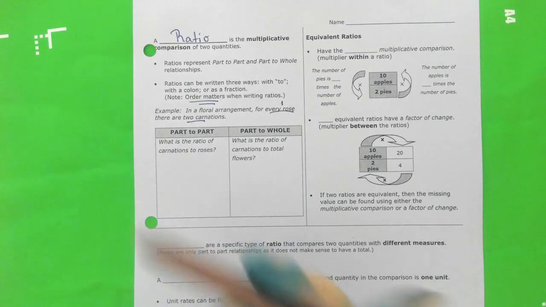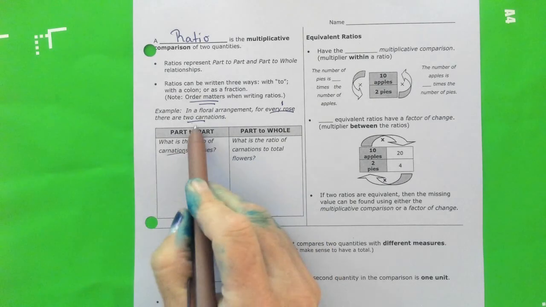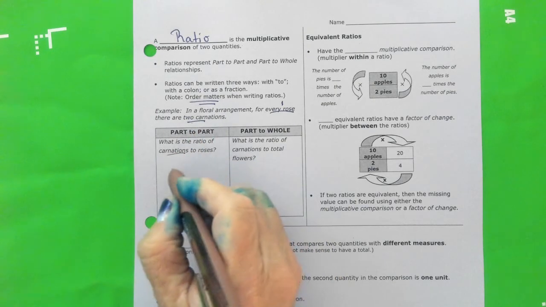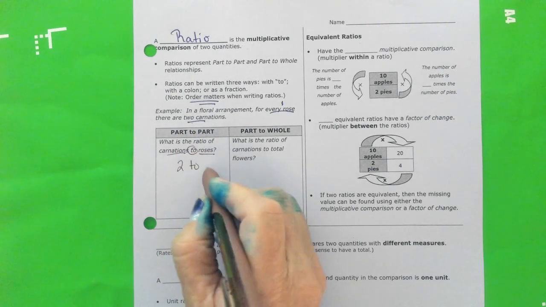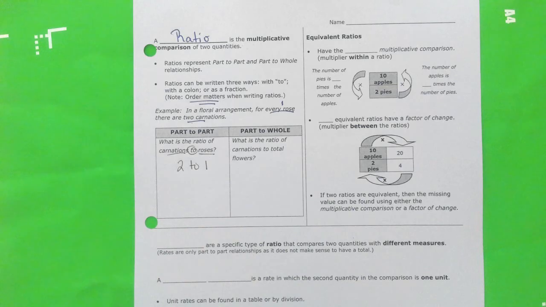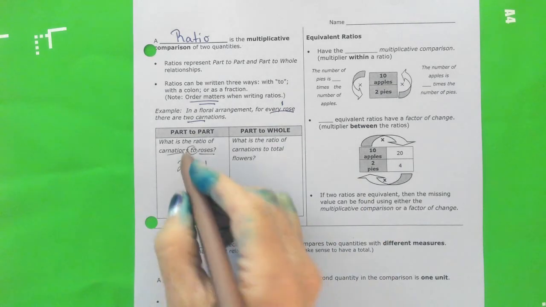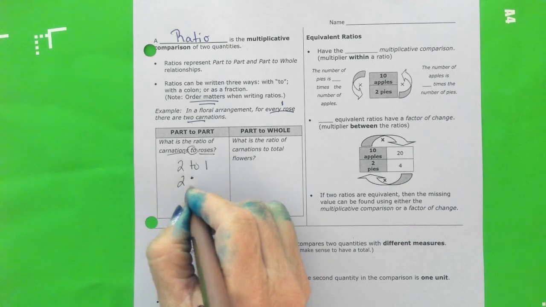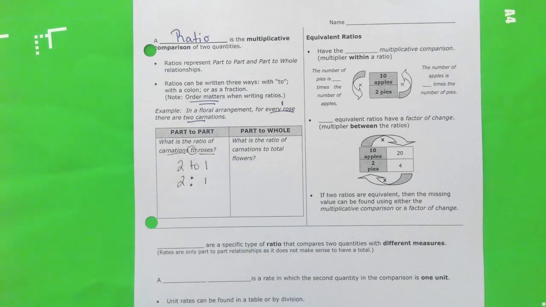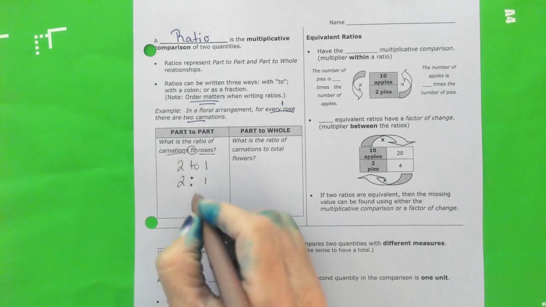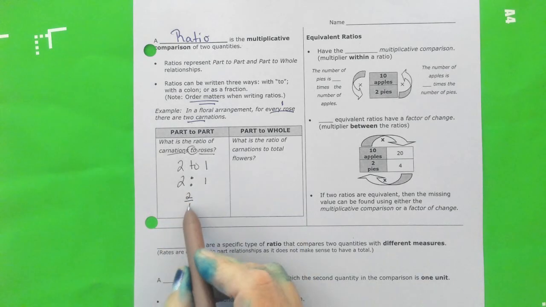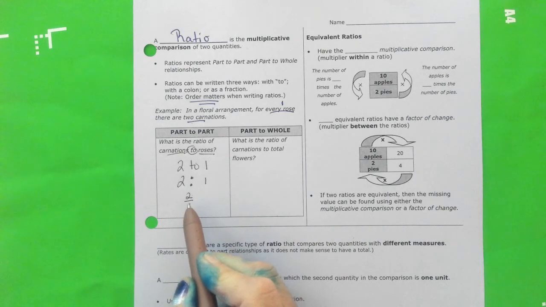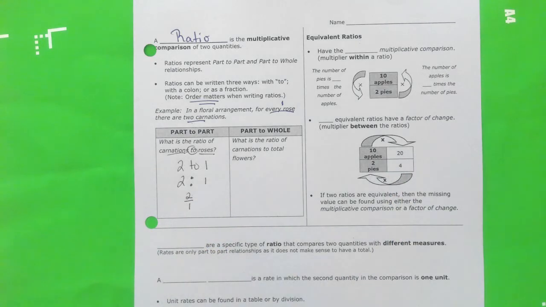Since we're starting with carnations, I have to start with the number of carnations. That was a 2 to the number of roses, 1. 2 to 1 ratio. The other form, besides the word to, was with the colon. I call it a dot dot, 2 dot dot 1. And then the last way would be in fraction form, where your first number goes first, 2 over 1, 2 to 1 ratio. The fraction you'll see a lot when we do tables, for example, over here.